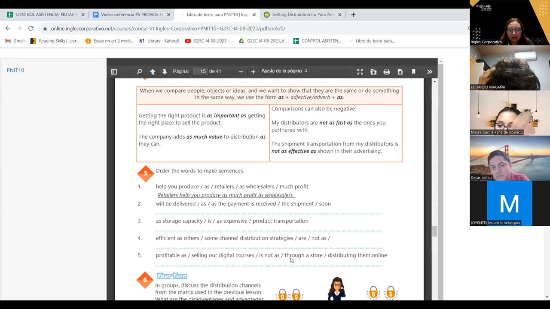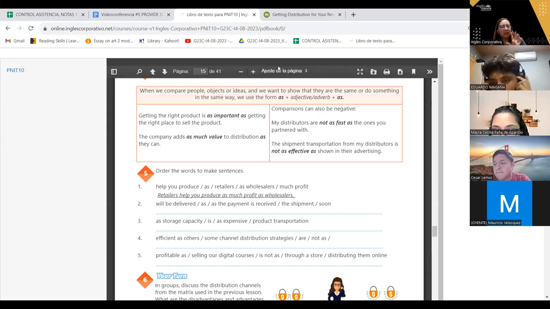And number five, we have profitable as selling our digital courses. It's not as through a store distributing them online. How do you put that one in order? Selling our digital course through a store is not as profitable as distributing them online.